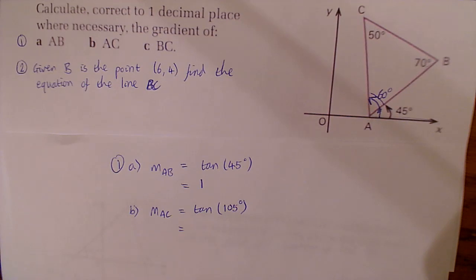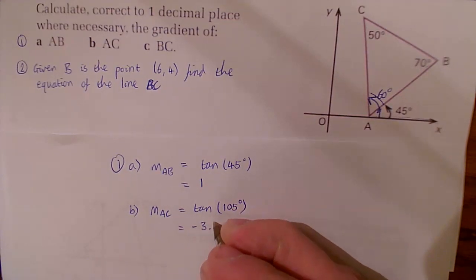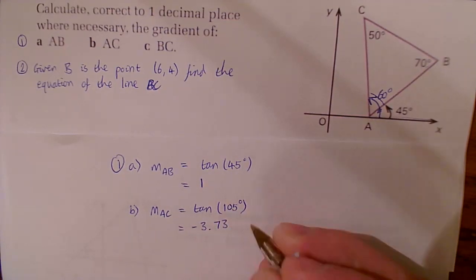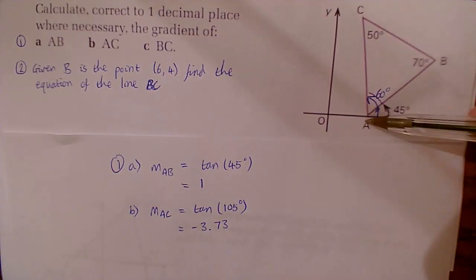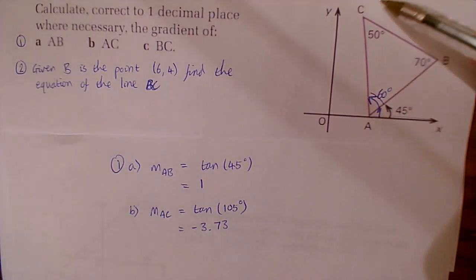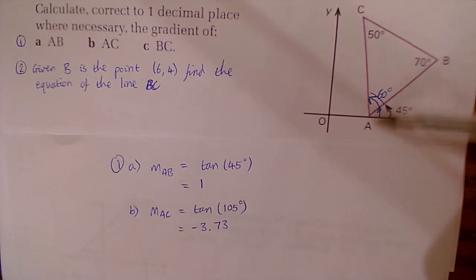And we just put that in the calculator. And tan of 105 gives us minus 3.73. And that's our gradient. Now that makes sense. This looks like a negative gradient. It's definitely coming down. And so that makes sense that that would be our gradient of that line.